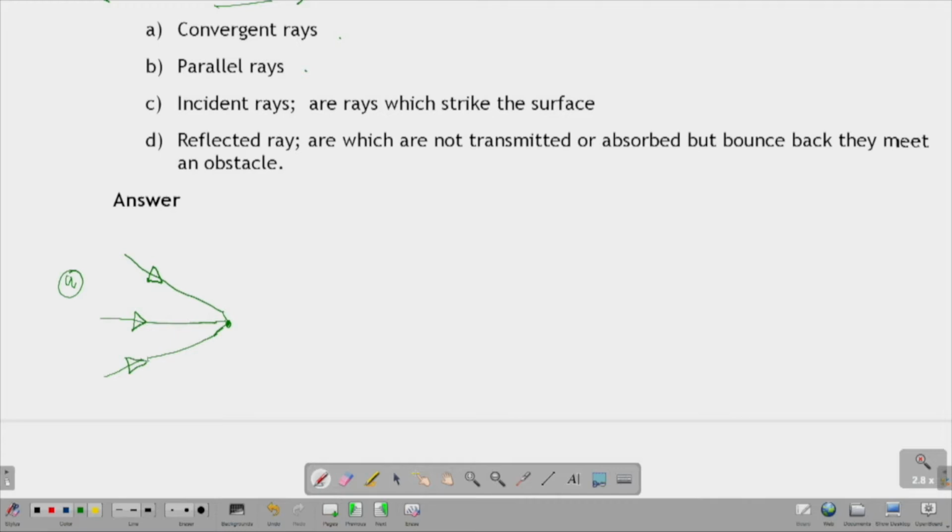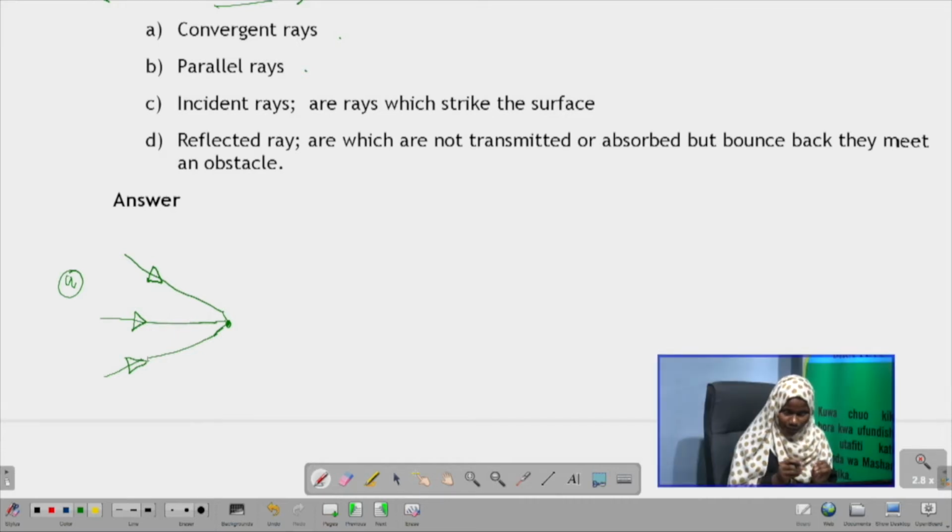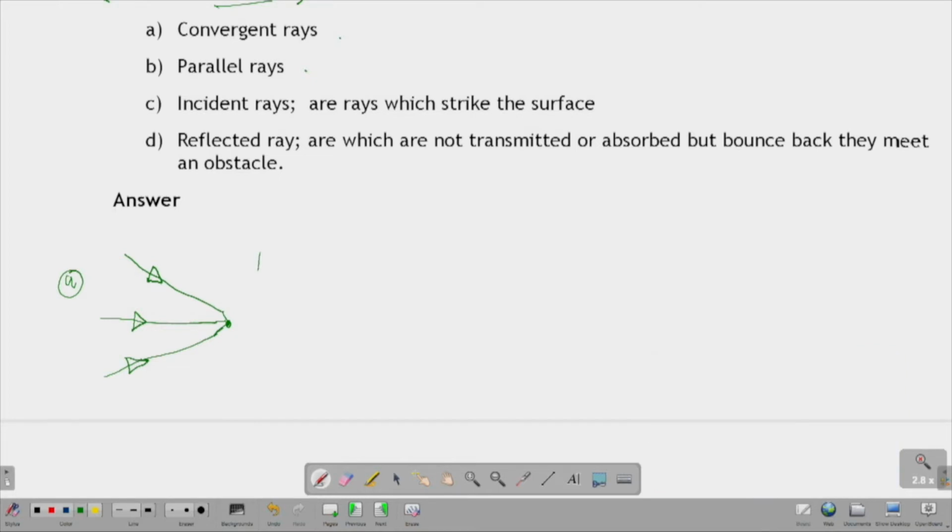Okay, good. The second one, parallel rays. Parallel rays are those rays that do not cross each other, because parallel means they do not cross each other. So this is very simple. We are going to draw our rays simply, maybe horizontal rays that do not cross each other. So this is our parallel ray.